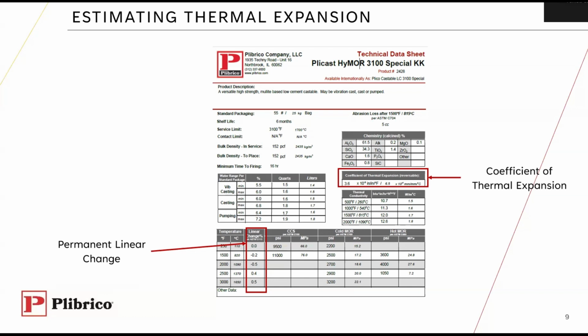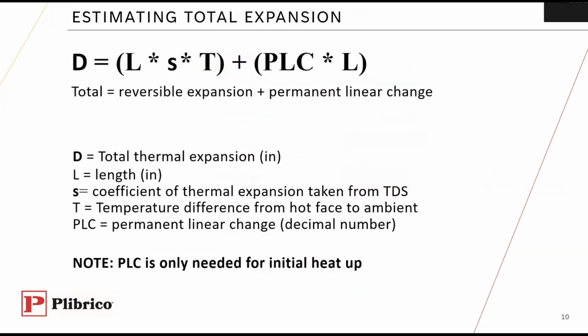And then you also see the box where coefficient of thermal expansion. And that coefficient of thermal expansion, again, is a reversible change. So once it's been heated up once, if you reheat that part, it's going to grow and shrink at that same level of thermal expansion every time, regardless of how many times it happens. So we use those two values to estimate the total thermal expansion.